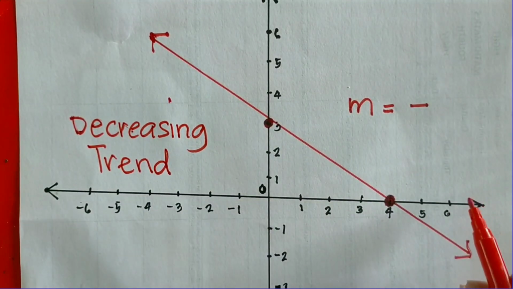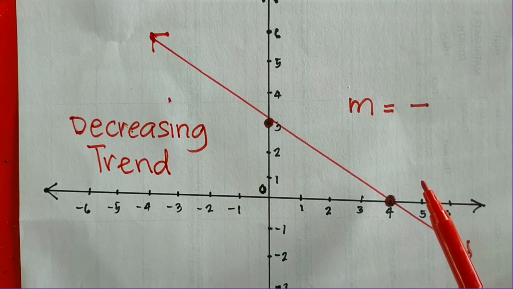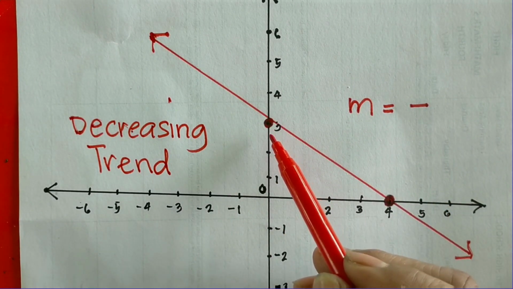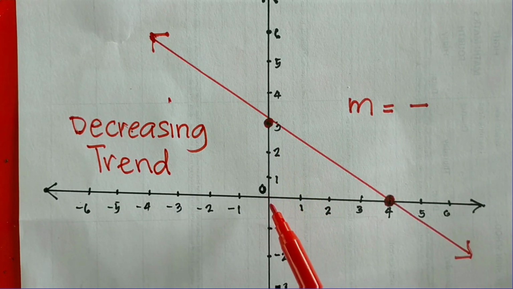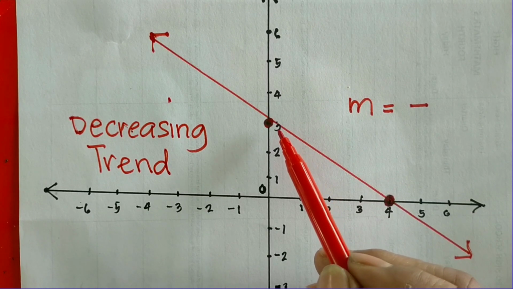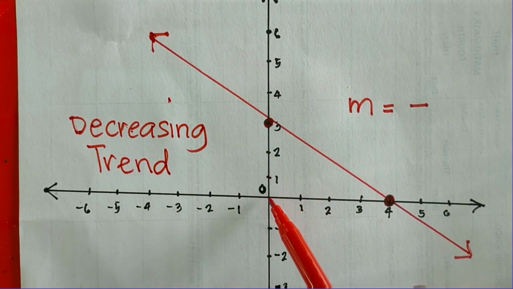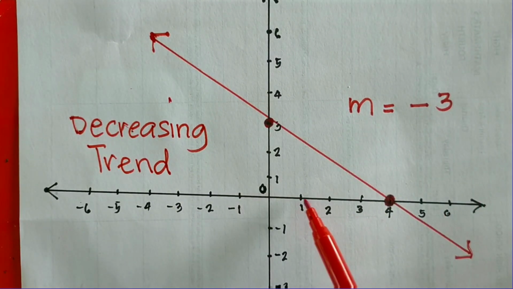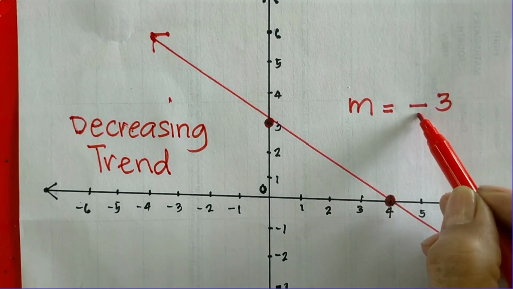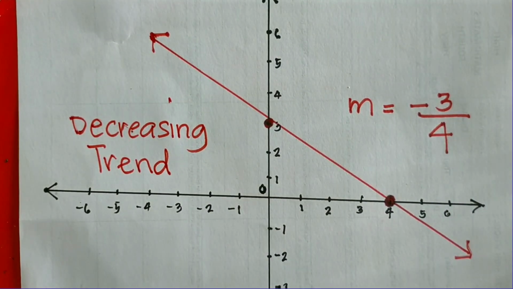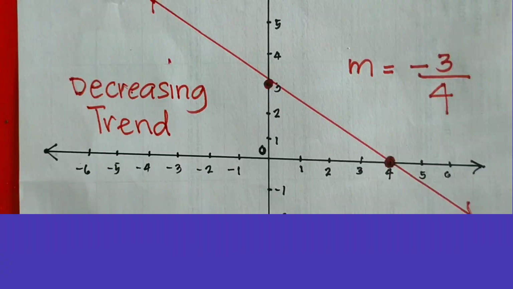If we are to count the rise over the run, our rise is the number of units down and the run is the number of units to the right. So for our rise, we have 1, 2, 3 units down. So this is negative 3. And 1, 2, 3, 4 units to the right, that's positive 4. So our slope is negative 3 over 4.